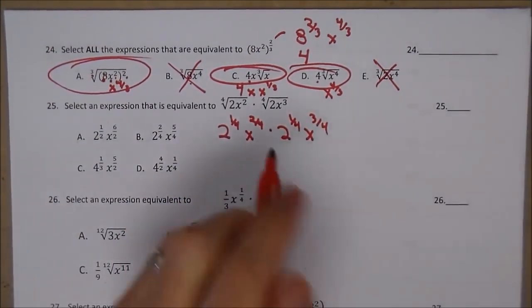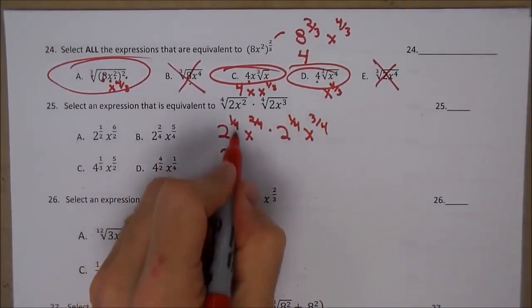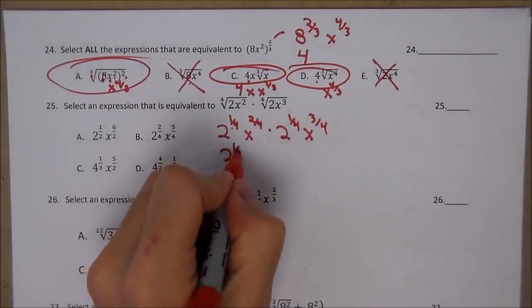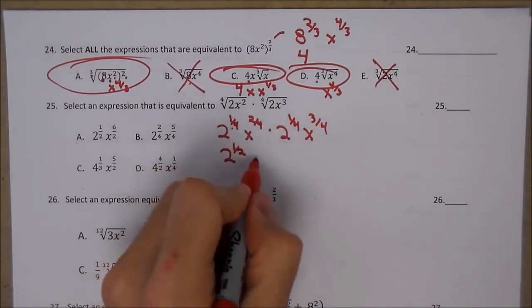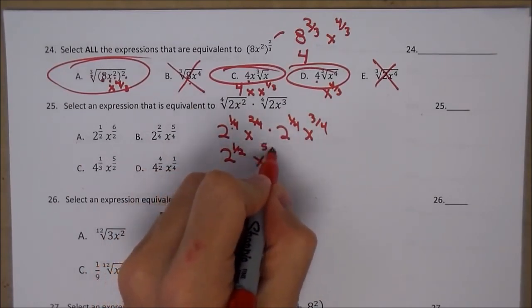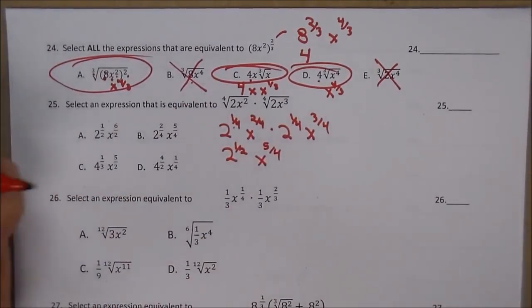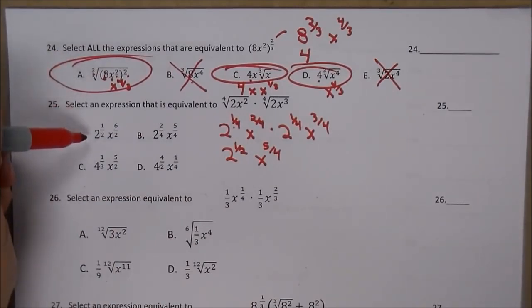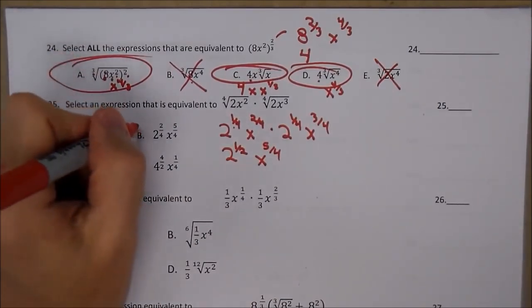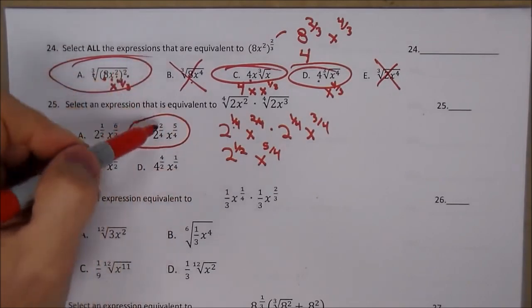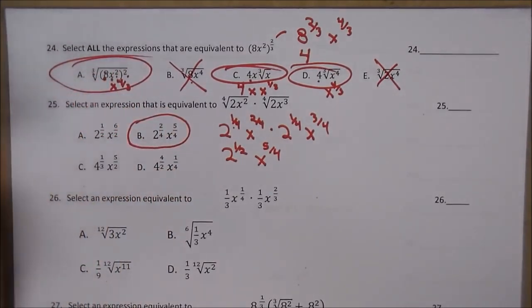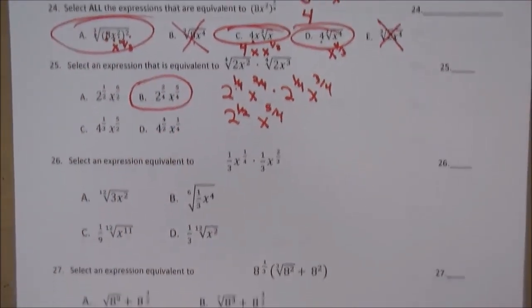Now, I can put these together, and that's going to be 2 to the 2/4, or 2 to the 1/2. I can put these together, and that's going to be 3 to the 5/4, or x to the 5/4. I don't know where I got 3 from. So 2 to the 1/2, x to the 5/4, that actually matches B, because they didn't reduce the 2 over 4, and that's the one we want.